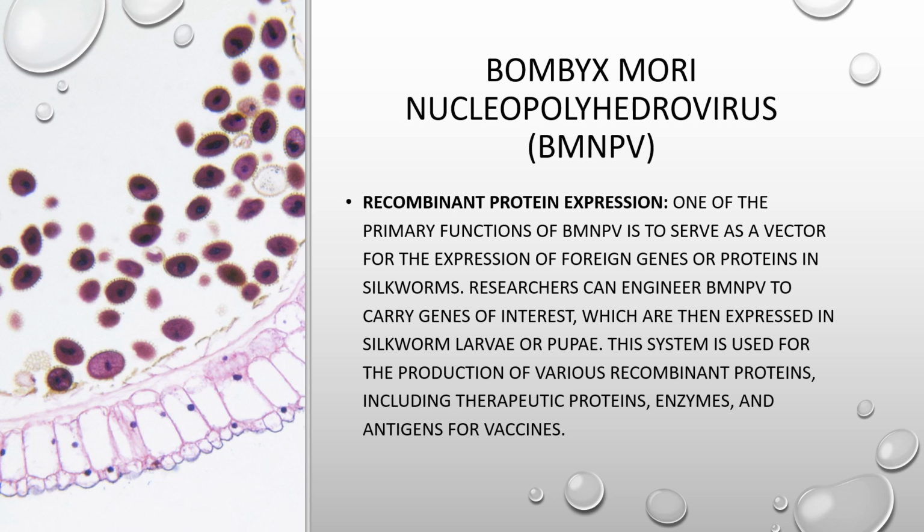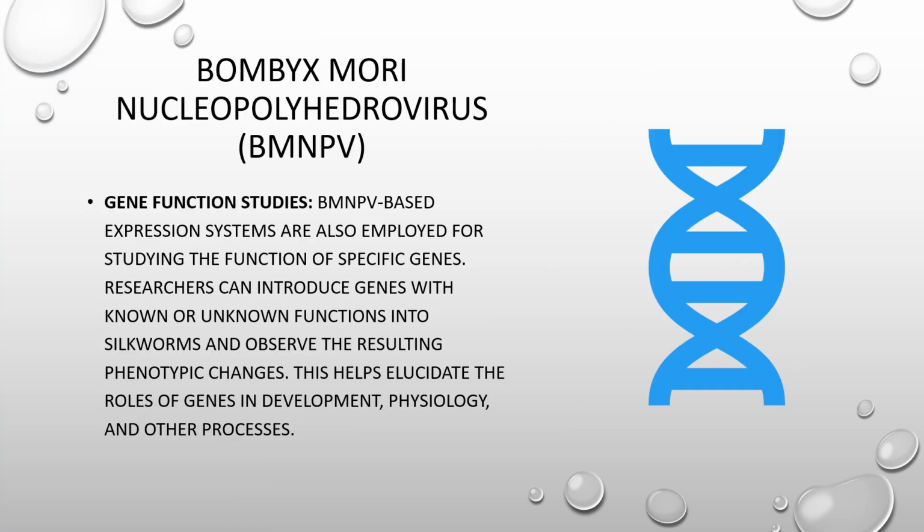In terms of gene function studies, BmNPV-based expression systems are also employed for studying the function of specific genes. Researchers can introduce genes with known or unknown functions into the silkworm and observe the resulting phenotypic changes. This is how we study a phenotype and how the genotype relates to functionality of certain proteins. This helps elucidate the role of genes in development, physiology, and other processes.